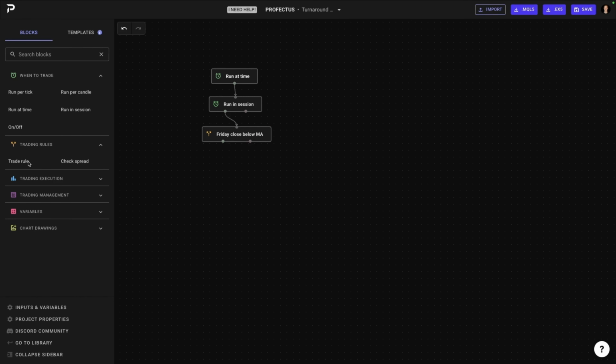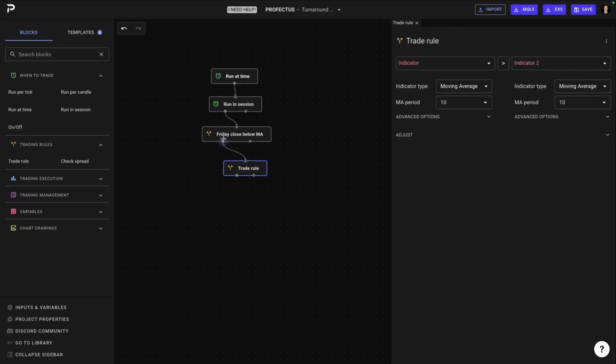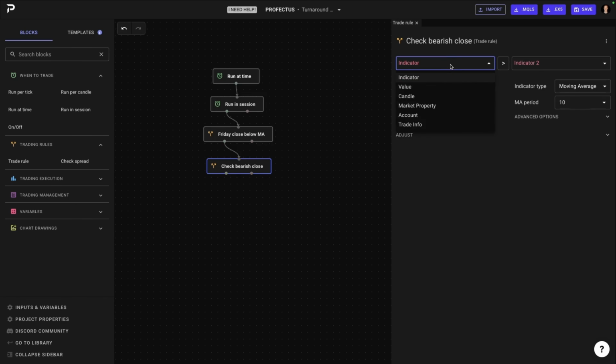Then the next, again, trading rule. If this condition is true, so we connect it with the green connector, and we simply want to check, was there a bearish close? So we'll just add this note so I know later on what this block is doing. So I don't need to always open up the block. Here it's simply checking a candle value against another candle value. So what we need to do, we open here the drop-down menu, click on candle, the candle close with the candle ID number 1 of the daily.